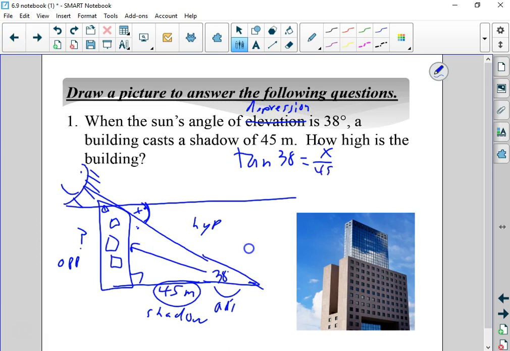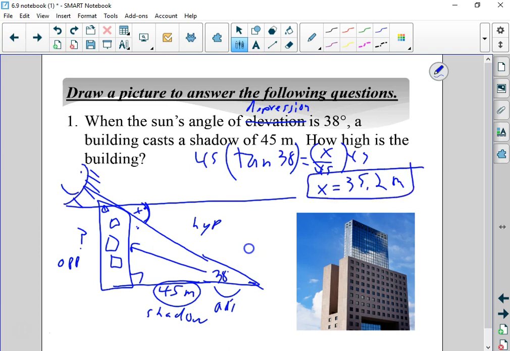All we do here is take our calculator and multiply both sides by 45. So 45 times the tangent of 38 is equal to 35.15. So x equals 35 point, let's say, 2. And don't forget to label it in meters. The building is 35.2 meters high.